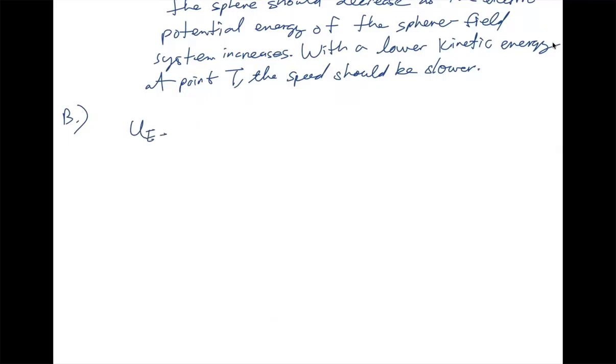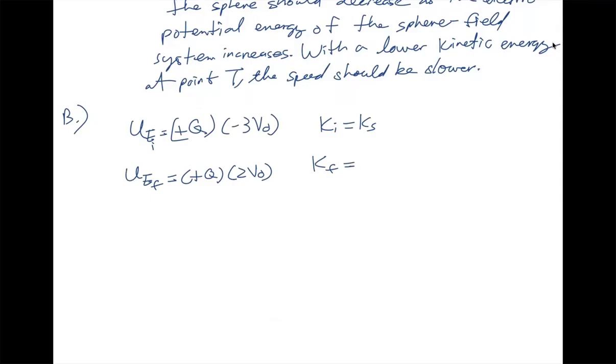For part B, just to get a bird's eye view of what's going on, the initial electric potential energy should be positive Q times a potential of -3 V naught. And the final electric potential energy should be positive Q times a potential of 2 V naught. And then the initial kinetic energy is Ks. And the final kinetic energy should be the expression we're actually trying to solve for here.